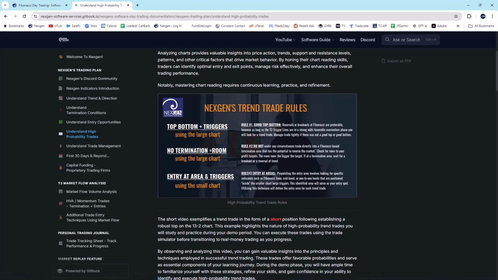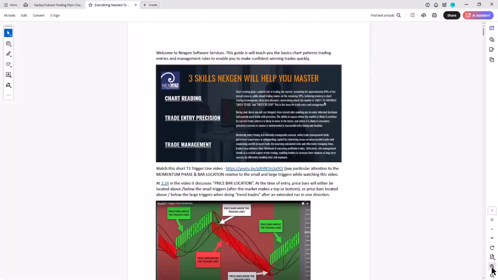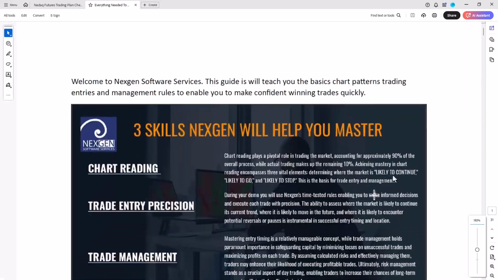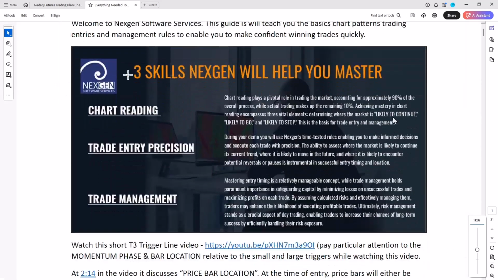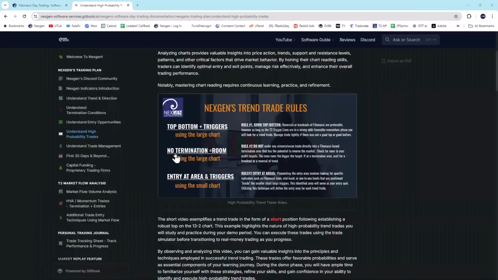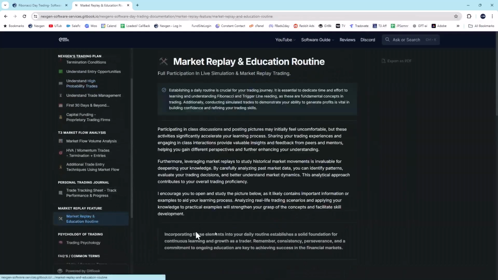I have two PDFs that we've been going through all week, which I think are very advantageous. In these PDFs, we talk about three things, the three skills you need to master. Chart reading is one of the most important. The more time you spend reading your chart, saying we should go up, we should go down, it might stop here, the better. One of the things in our user guide is market replay.